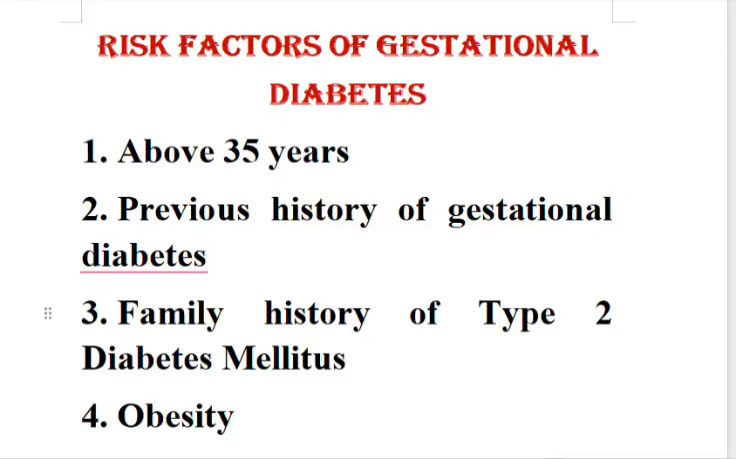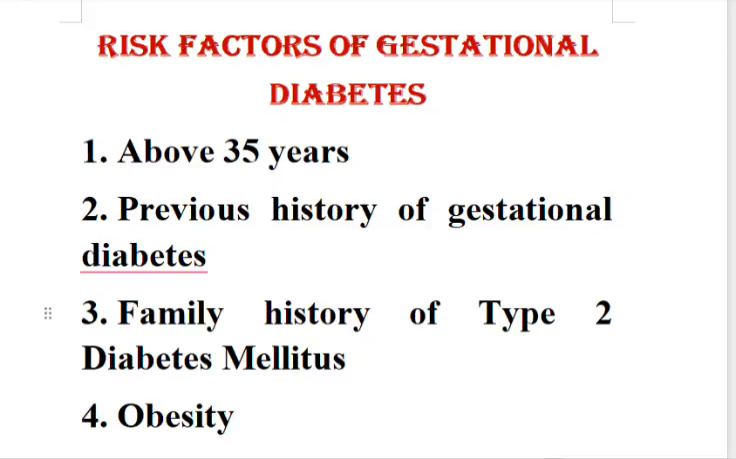Then number two, you have a previous history of gestational diabetes. This is well explained: if you've had gestational diabetes in one or two of your previous pregnancies, you are at risk of developing it even in this pregnancy. Then three, family history of type 2 diabetes mellitus. If your close relatives, your mother, father, uncle, or aunt, have type 2 diabetes mellitus, you are at a higher risk of developing gestational diabetes.